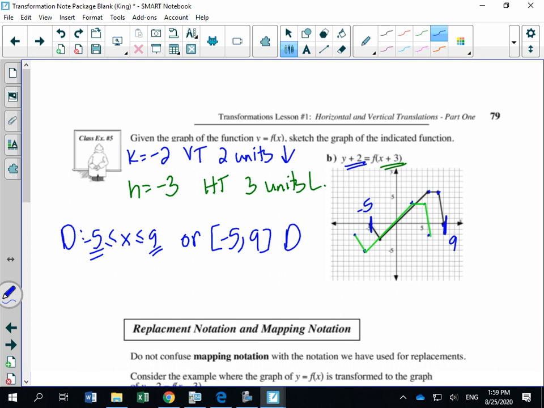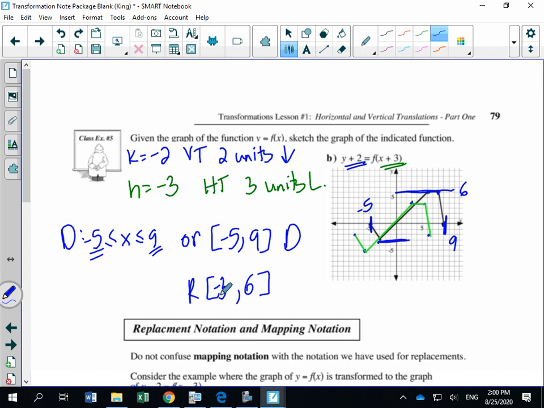If I said, what's the range of the original graph in interval notation? Range has to do with your y values, the biggest y value to the smallest y value. My biggest y value is 6 on my original graph, and my smallest y value is -3. That's the range. My y's are less than 6, greater than -3.